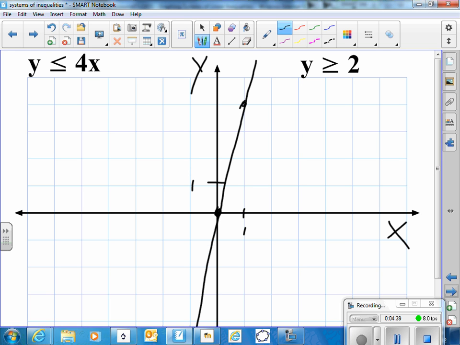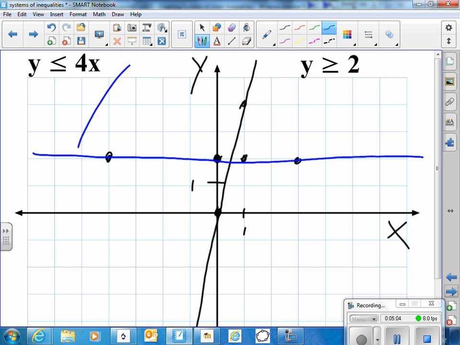And the other one says y is greater than or equal to 2. So y is equal to 2 right there, and right there, and right there. Everywhere along there y is equal to 2. So I'm just going to draw a horizontal line, and it says greater than, so that's above.